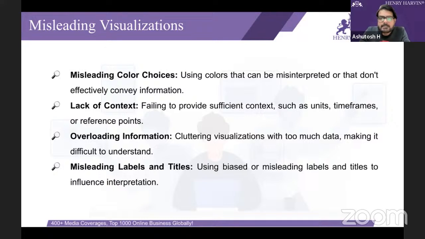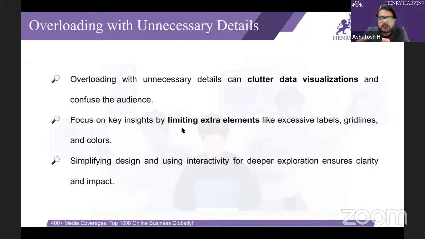Misleading labels and titles, yes. Whatever you have done, you should put a proper title on that and a proper label on that. This is going to remove the bias from the information. So these are a few things that are there when it comes to overloading the data or the visualization.